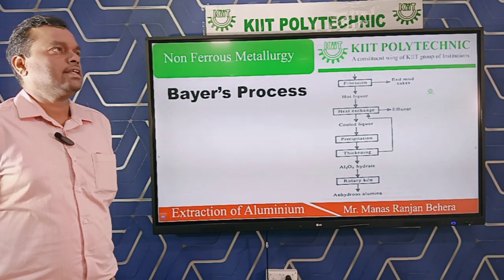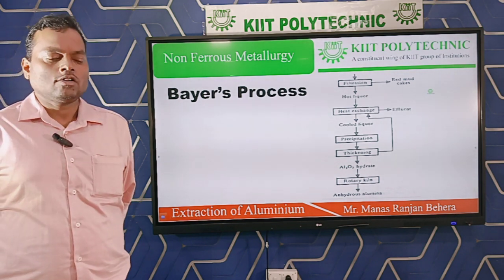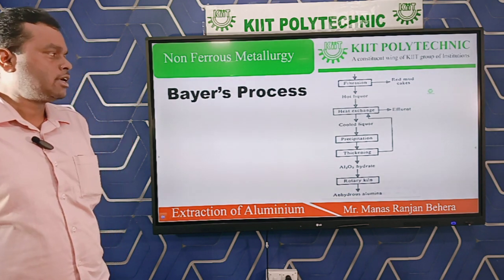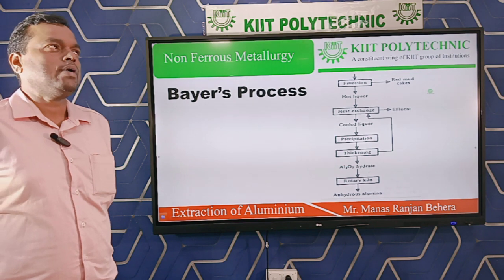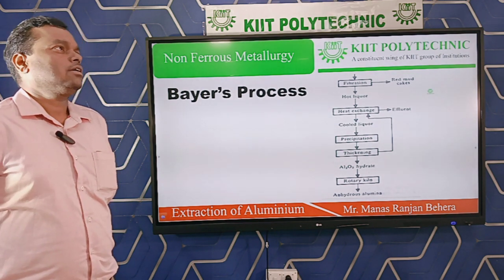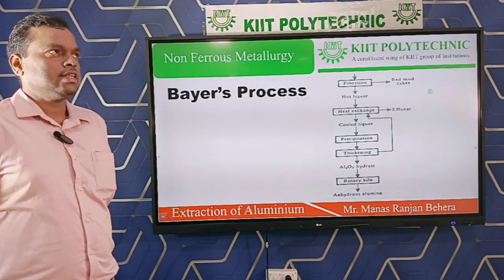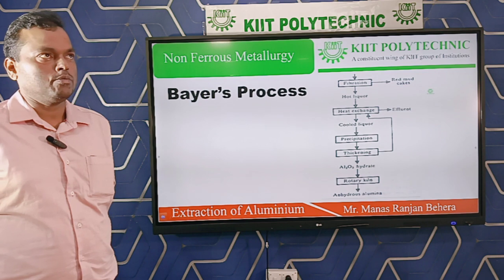So we get that aluminium. Some factors that affect this process or this bath are the density of the bath, temperature of the bath, current density, and interpolar distance. These are the factors which affect the bath composition of the Hall-Héroult process.